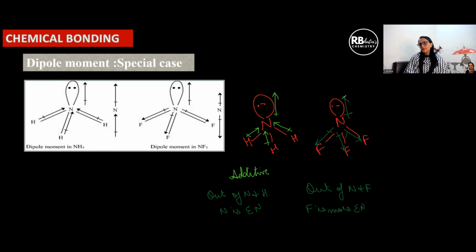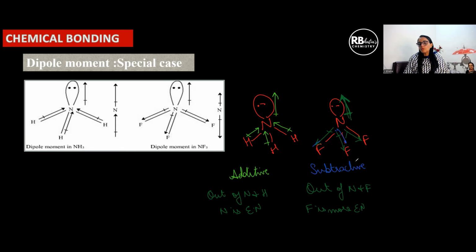So what will happen here? Here the directions are opposite. This is going to be cancelled by the net vector of the other three. These three net vector is going to come out in this direction. It's going to cancel off this. So this is a subtractive effect.